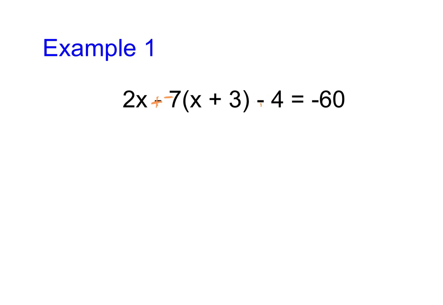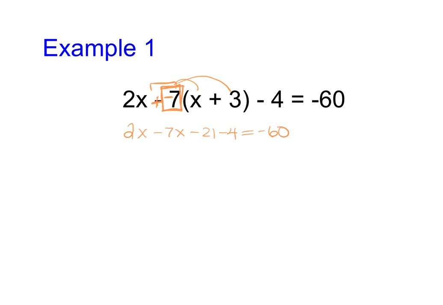Some kids don't like to do that, but I would at least use the keep change right here where the distribution is going to take place. Because the thing that most kids miss is that when we distribute this 7 to hopefully get rid of those parentheses, we actually have to distribute a -7. And we distribute a -7 because it was being subtracted. So here as we distribute, we have 2x, and then we have -7 times x, so we have -7x. And then we have -7 times 3, so it's a -21.